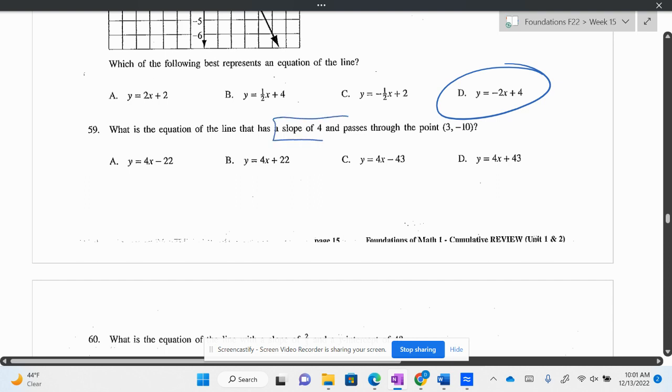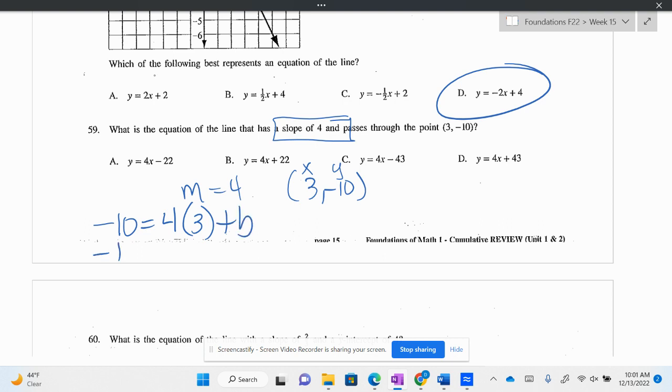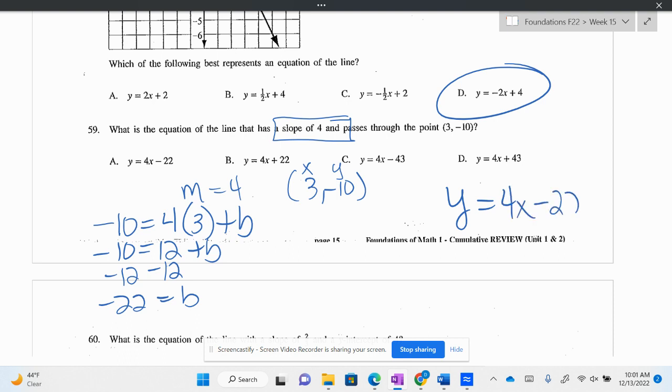So it has a slope of 4, so m equals 4, and it passes through the point 3, negative 10. I'm going to plug this into y equals mx plus b. So y, negative 10, equals m, my slope, times x plus b. Negative 10 equals 12 plus b. When I subtract 12 from both sides, negative 22 equals b. So my equation is y equals 4x minus 22.